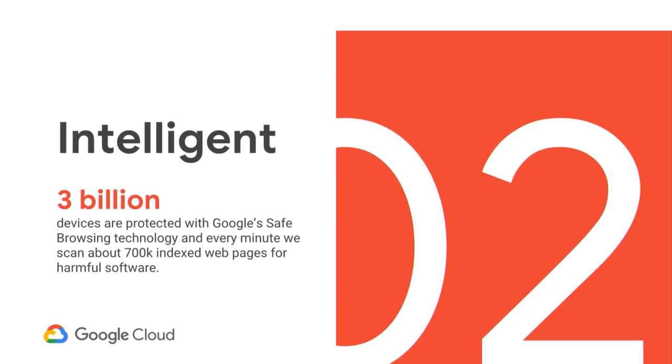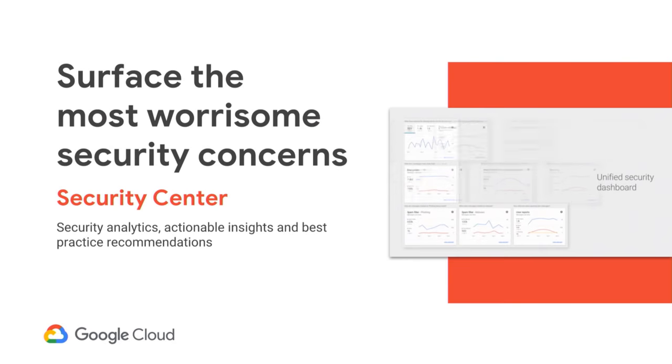All right. With that, let's talk about intelligence. So today, we actually have 3 billion devices that are checked with safe browsing technology. And we're scanning the entire internet for harmful software and for malicious sites. And we want to make all of this data available. So one of the tools we just launched in G Suite is called Security Center.